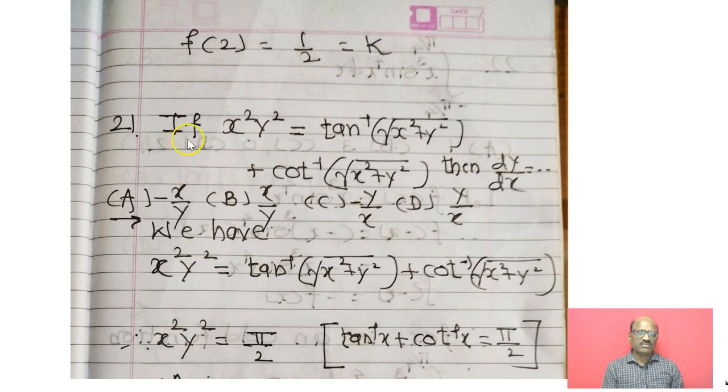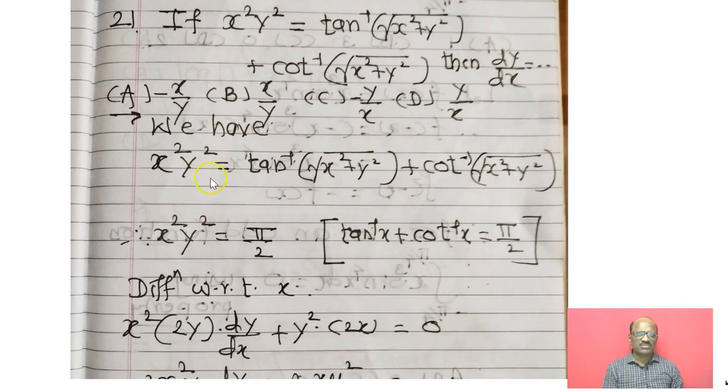Now next, question number 21. x square y square equals tan inverse of under root of x square plus y square plus cot inverse of under root of x square plus y square. Then find dy by dx. Now see this term, tan inverse of theta plus cot inverse of theta, and its value is pi by 2. It's a very simple thing. That is x square plus y square has value pi by 2, that is x square y square is equal to pi by 2.